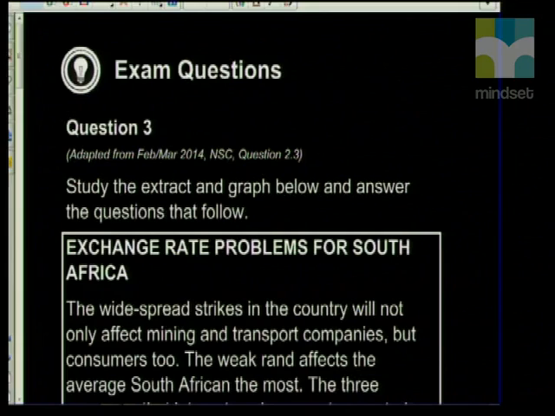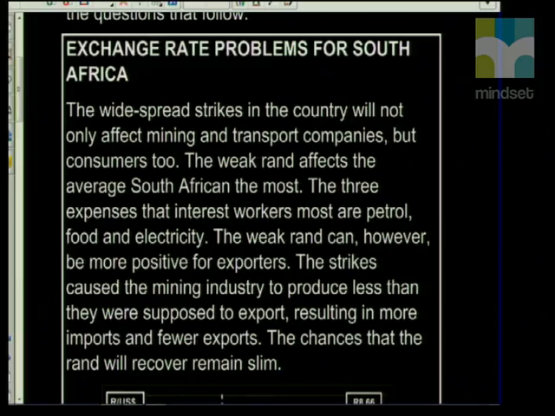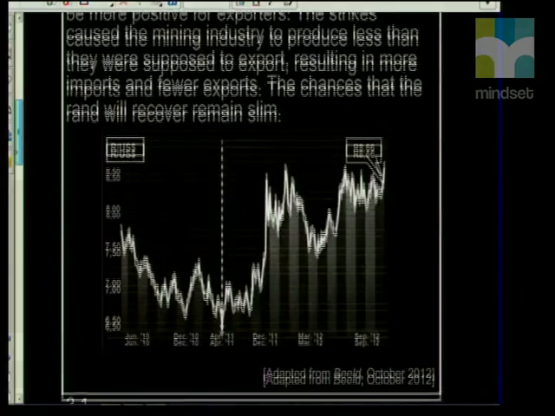Our next question, question 3, says study the extract and the graph below and answer the questions that follow. I'm not going to waste time reading this for you, but the educators can organize the question paper for you so that you can go through this extract. It's about exchange rate problems in South Africa and the problem of widespread strikes in the mining sector and so on. We've got very limited time.